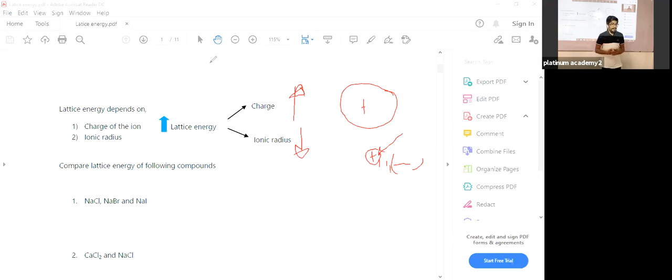So to have greater lattice energy, or more exothermic lattice energy, you need a greater charge and a smaller ionic radius. Now we are going to compare the lattice energy of the following compounds. We have NaCl, NaBr, NaI. All of them contain the sodium ion, so there is no point in thinking about the sodium ion. We are thinking about the other ion, the halide: Cl minus, Br minus, I minus. I'm going to give you a chance to decide which lattice energy is more exothermic or stronger.